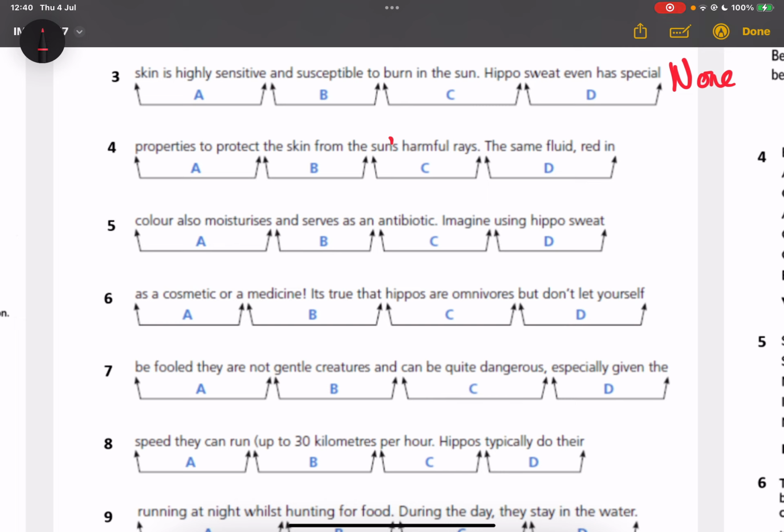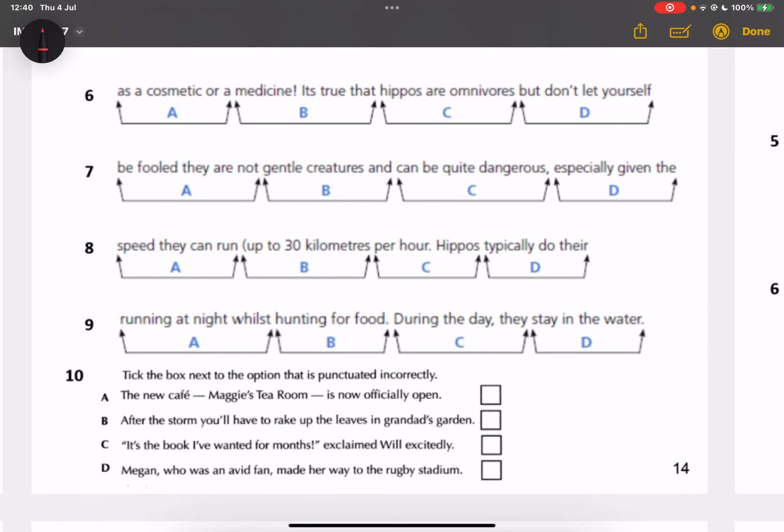The same fluid, red in colour, also moisturizes and serves as an antibiotic. Imagine using hippo sweat. So 5 is going to be the same fluid, red in colour, comma, also moisturizes and serves as an antibiotic. Imagine using hippo sweat as a cosmetic or a medicine. It's true. So this one will be it's. So for 6, it's B.